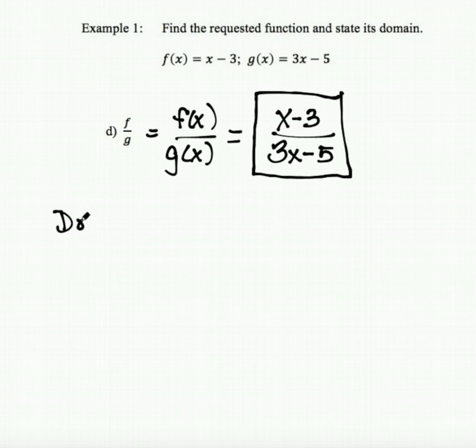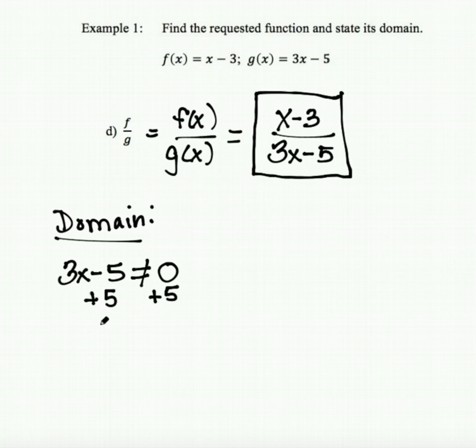Now for domain, if you look, we do have a restriction. We have a denominator. Remember, when you have a denominator, we need to take that denominator, 3x minus 5, and we need to set it not equal to 0. We cannot have 0 in the denominator. Now we solve that. So I'm going to add 5 to both sides. That leaves me with 3x cannot equal 5. To solve that, I'm going to divide both sides by 3. So x cannot equal 5/3.